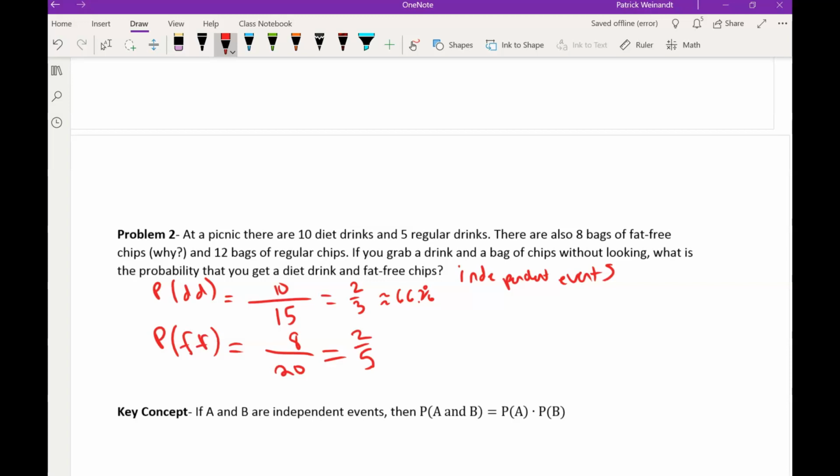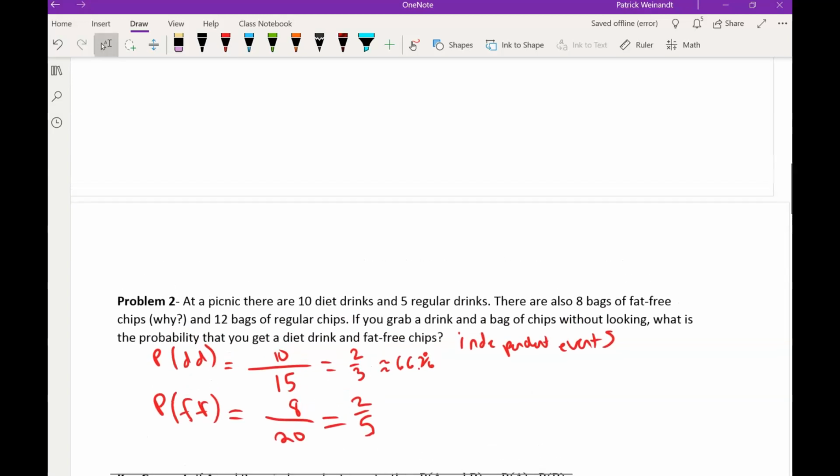All right, now, what we can do here is think about this before we move on. I guess I kind of gave it away right there. If the probability of drawing a drink is 66%, and 2 divided by 5, that's the same as 4 divided by 10, that's about 40%. Okay, well, if that's the probability of those events independently, what's going to happen together?